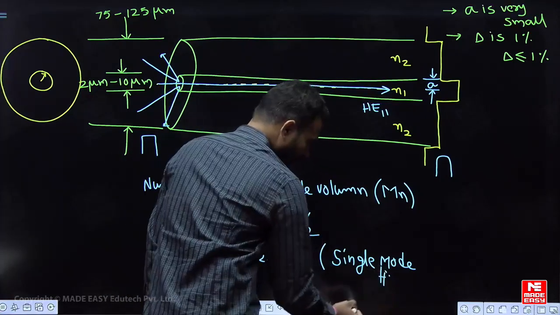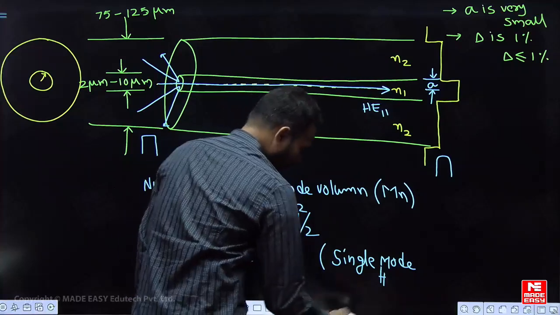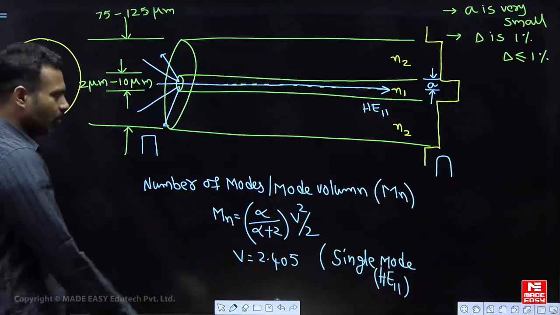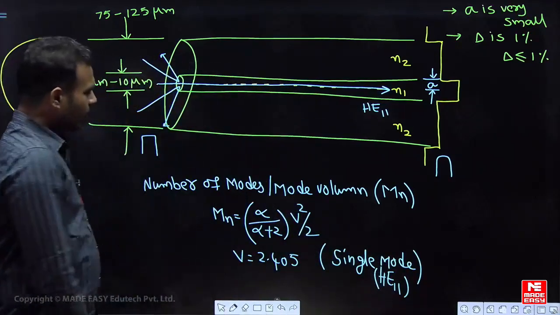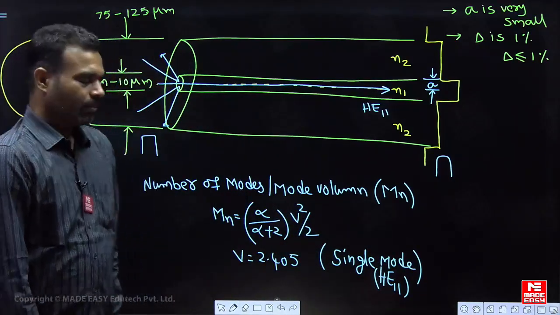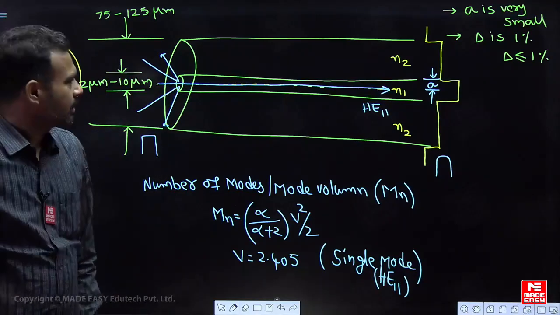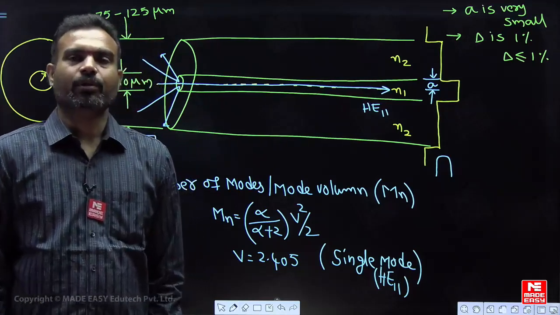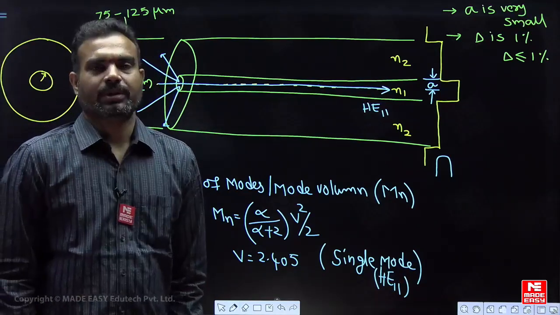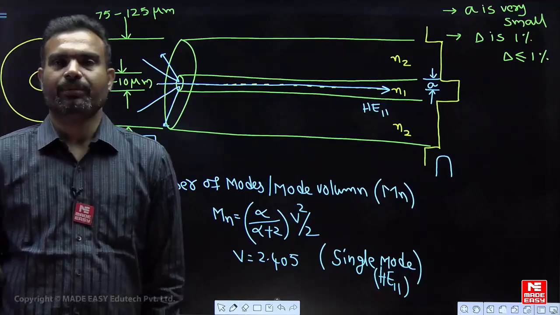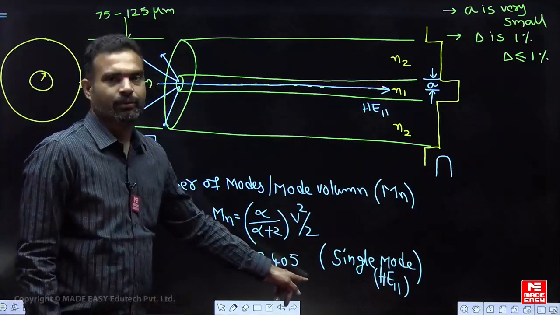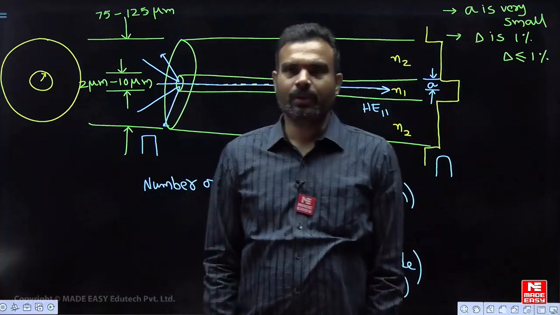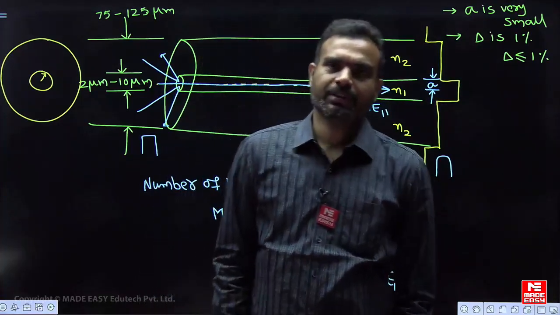Typically the HE11 mode is present. So this is what is called the single mode. Hope it's clear. So most important thing about the single mode step index fiber is there is no dispersion, there are no errors, and it maintains uniform velocity. The second most important thing is only one mode is propagating in a fiber with V number 2.405 and the diameter is very small, delta should be less than or equal to 1%. So these points are very, very important.